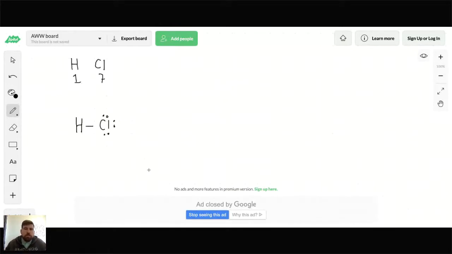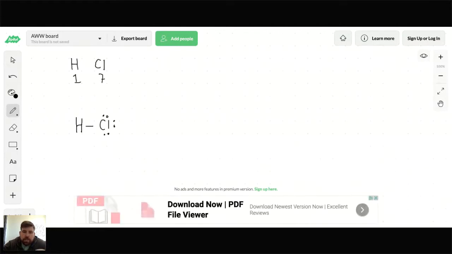Just as a super important reminder, I know this might be obvious to some of you, you never draw more than a single bond to hydrogen. You never draw lone pairs around hydrogen. So your molecule will always have single bonds with hydrogen. If it has hydrogen, draw a single bond with hydrogen to something else. All right, let's check this out.